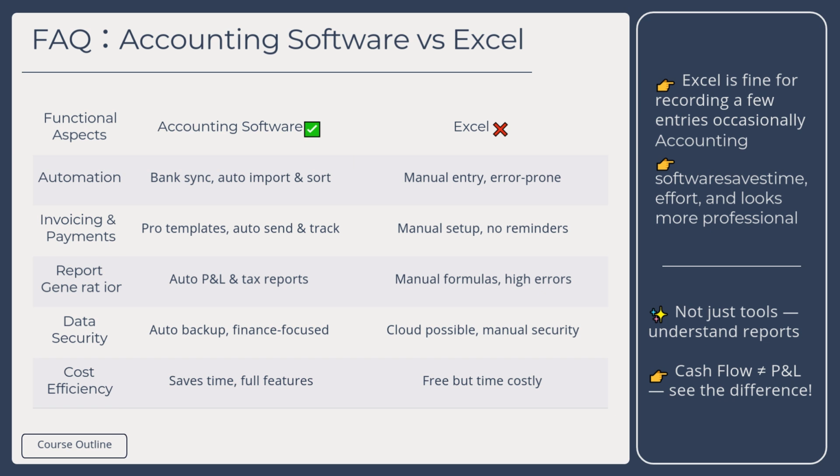In short, Excel is fine if you only need to record a few entries once in a while. But if you want to save time, reduce errors, and present yourself more professionally, accounting software is the better choice. And remember, bookkeeping is not just about the tools you use, but about understanding the reports. For example, cash flow is not the same as a profit and loss statement, and we'll look at that difference next.